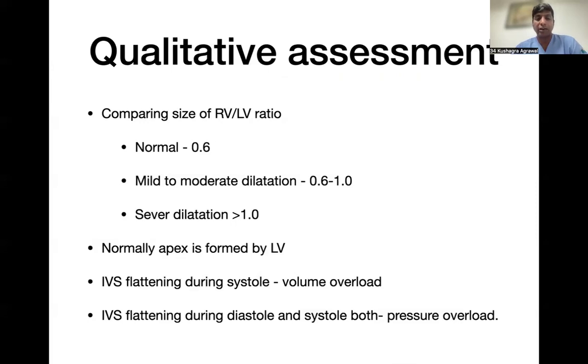Normally, the apex is formed by the left ventricle. Interventricular septum flattening during systole is an indication of volume overload, while flattening during systole as well as in diastole shows there is a pressure overload.